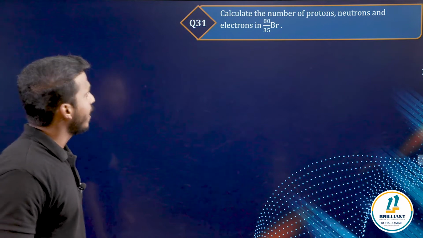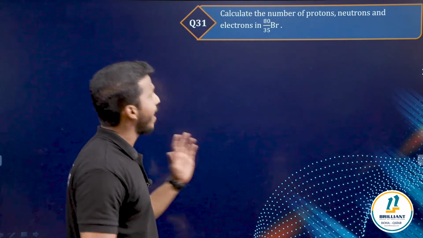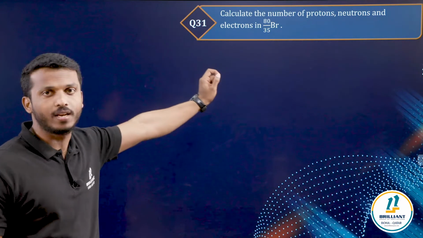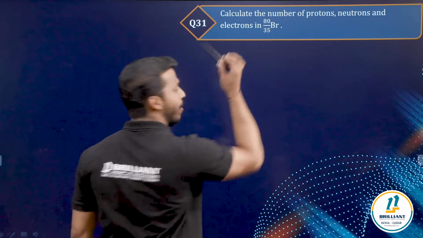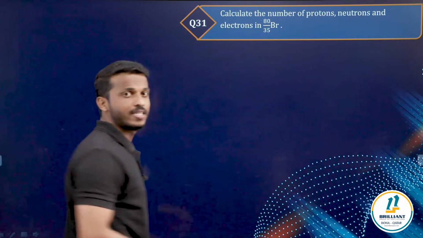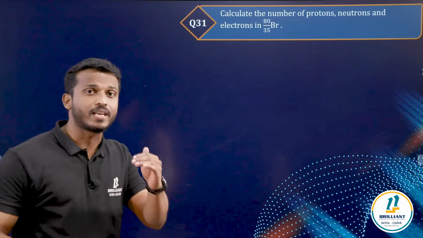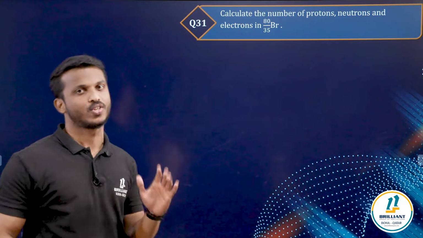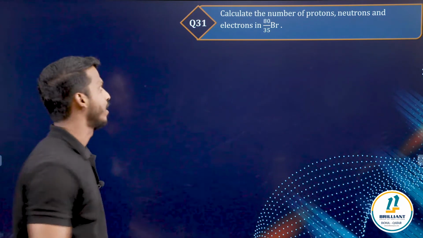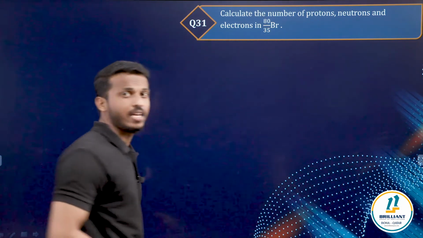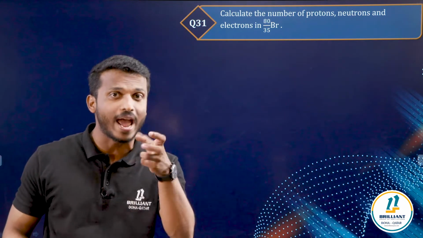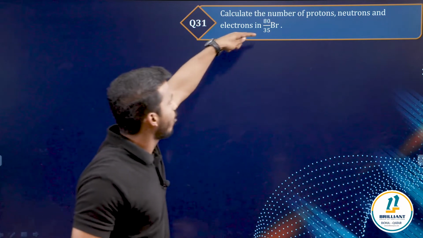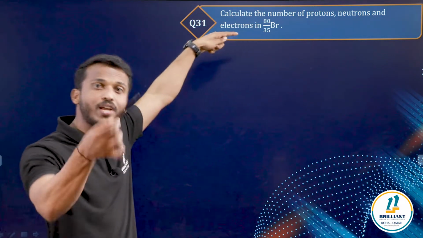Next one, question number 31. Calculate the number of protons, neutrons and electrons in this species: bromine 35, 80. What does this mean? Bromine is the element. 35 is the atomic number. You know, atomic number is the number of protons. So, the number of protons we already found: 35. What is this one? 80. That is the mass number. Mass number is the number of protons and neutrons.